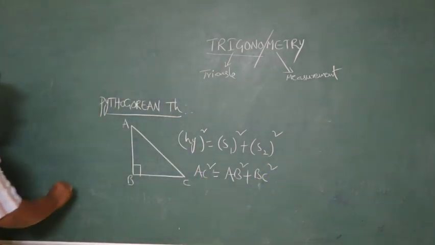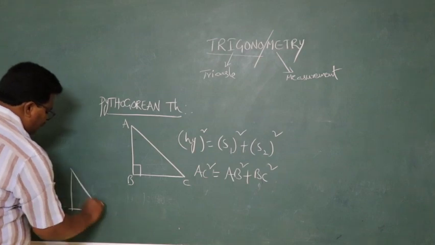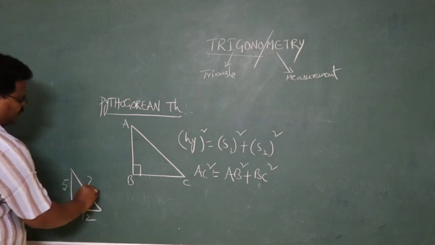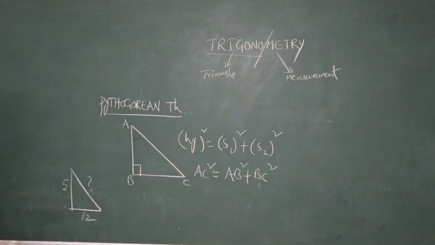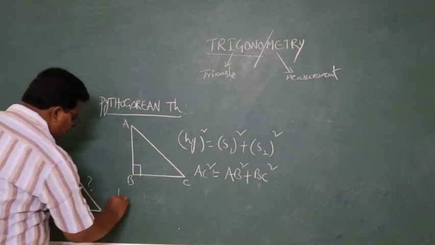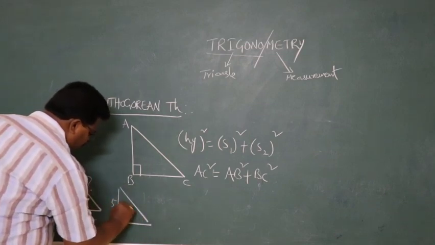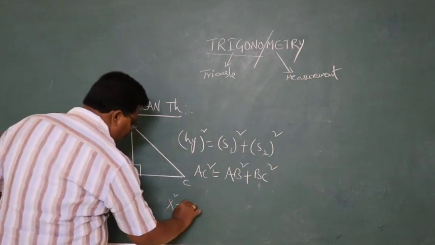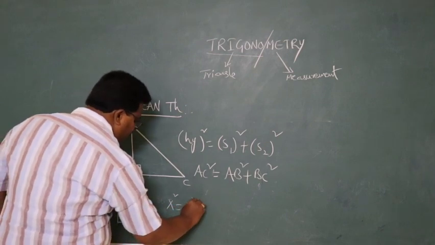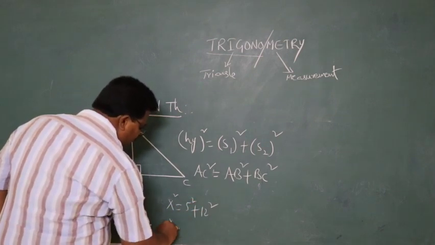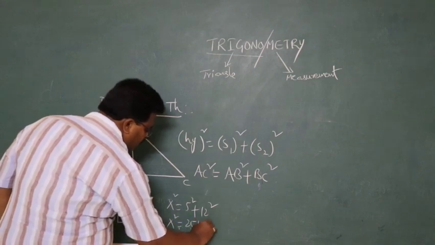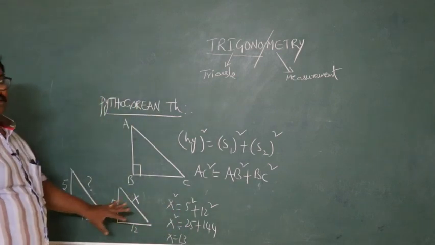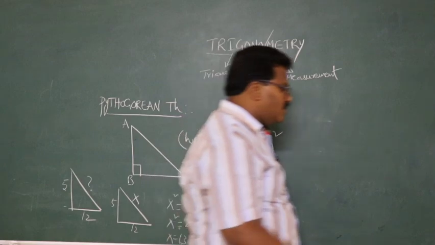Here, in a right angle triangle, suppose this is 5 and this is 12, then what is the third side? How to find this third side? Take this as x. We know hypotenuse square equals 5 square plus 12 square, that is x square equals 144 plus 25, that is 169, so x equals 13. In this way we have to find the third side. So this is the Pythagorean theorem.